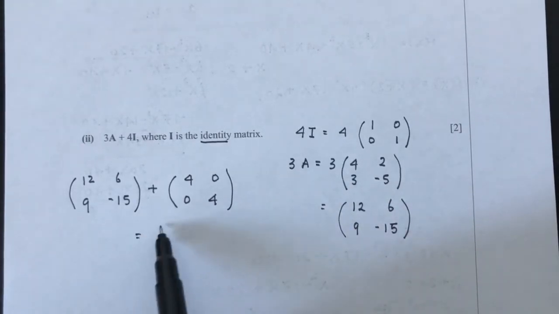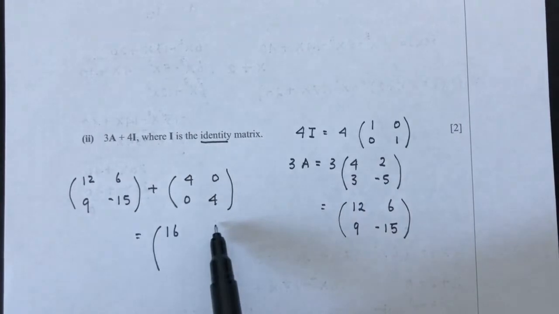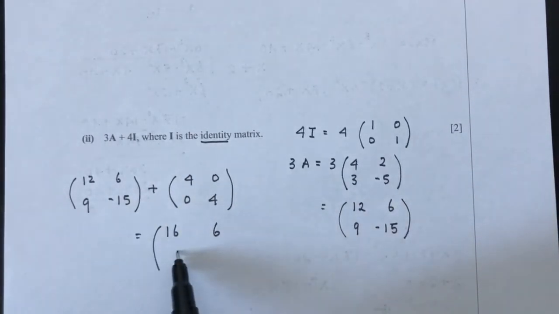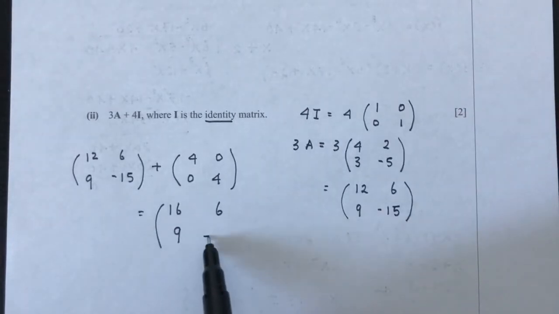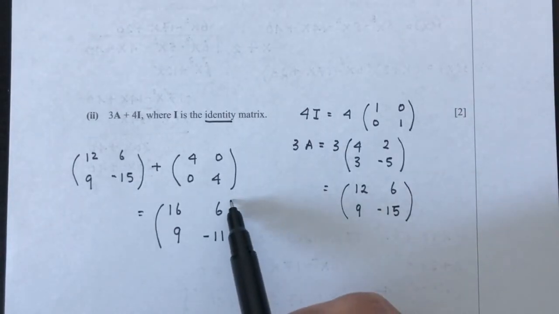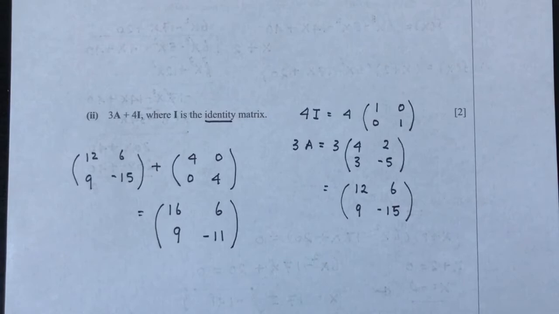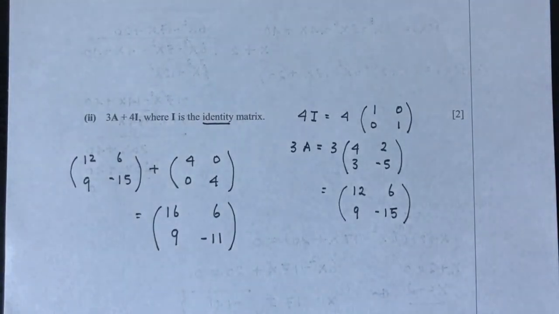And let's simplify one by one. 12 plus 4 is 16, 6 plus 0 is 6, 9 plus 0 is 9, and this plus this will give you minus 11. And that is your answer for question number 2. Let's move on to part B.